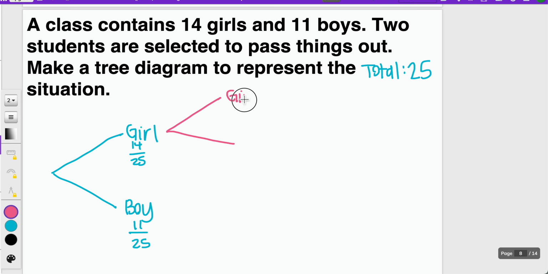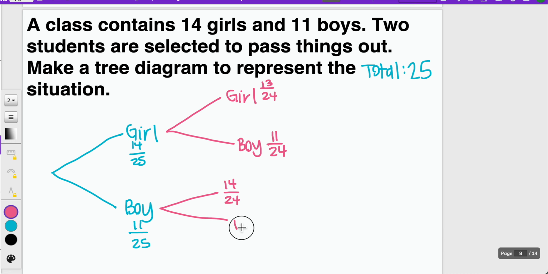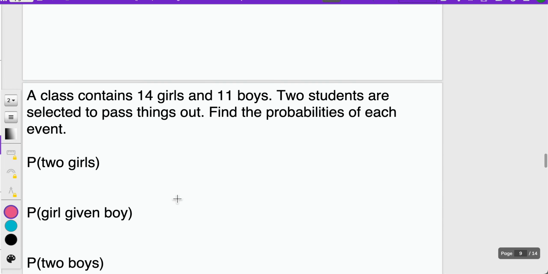Again, I can choose another girl, which would then only be 13 out of 24, or I can choose a boy, which would still be that 11 count out of 24, right? If I chose boy first, I would still be able to choose 14 girls from that list out of 24 students now, but if I chose boy first then boy second, that's only 10 boys left out of 24 students, okay? So now we're going to do some calculations.